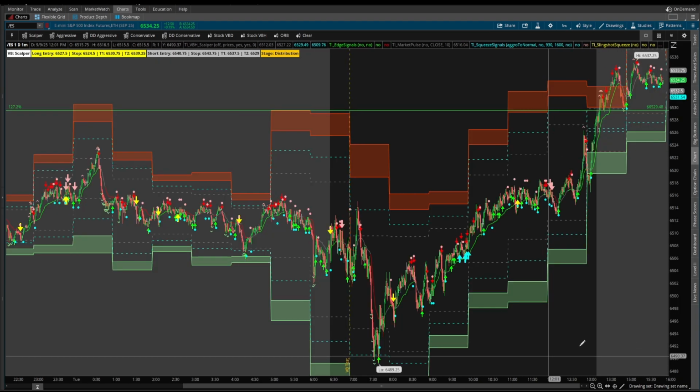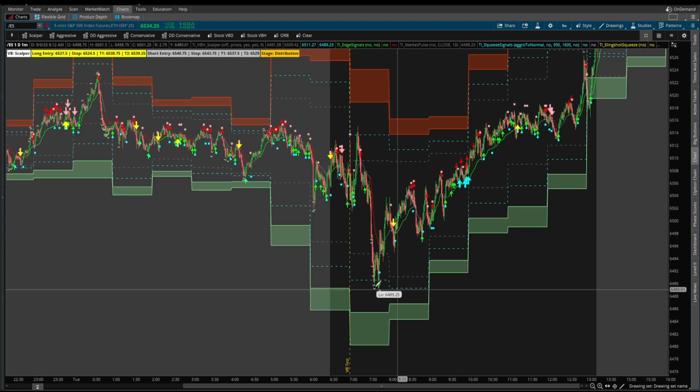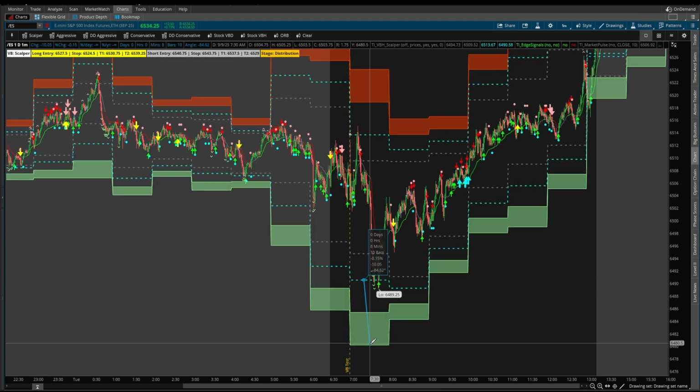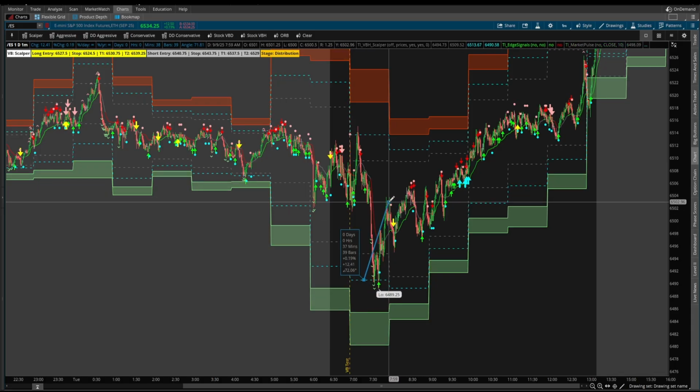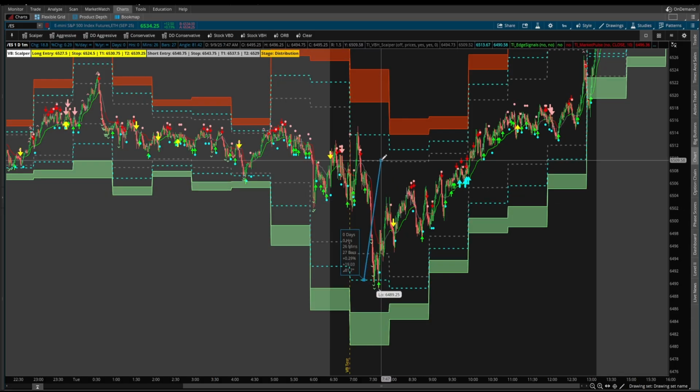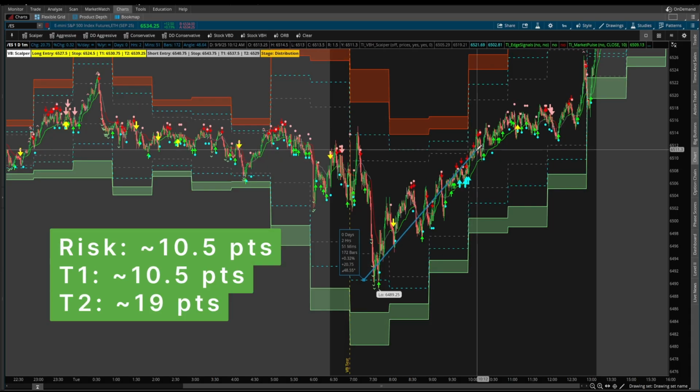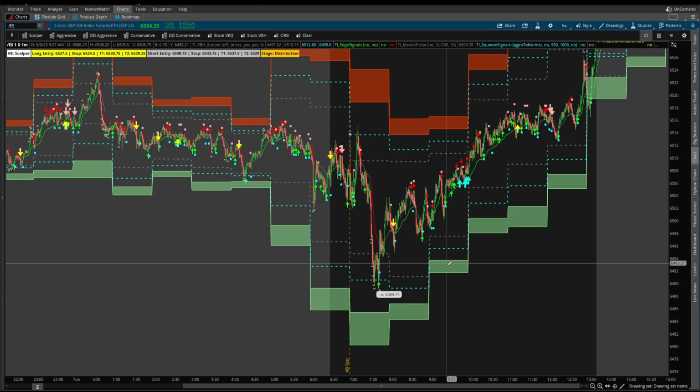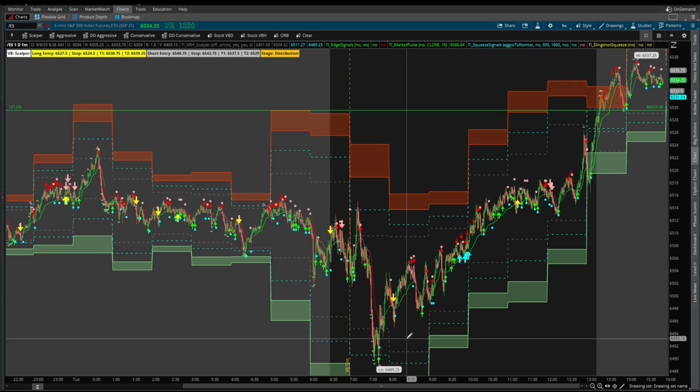In terms of our first target on this trade, we were looking for the same 10.5 points that we would have risked. That 10.5 target was hit in this move up. The second target was at the opposite side's target line, which was a move of about 19 points, hit at the end of the lunchtime hour. So that was the trade inside of the S&P 500, really a trade for SPX traders.